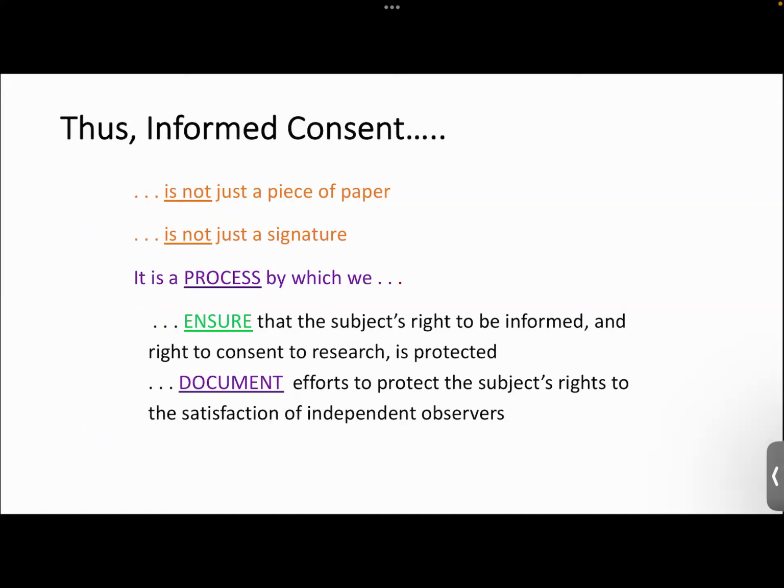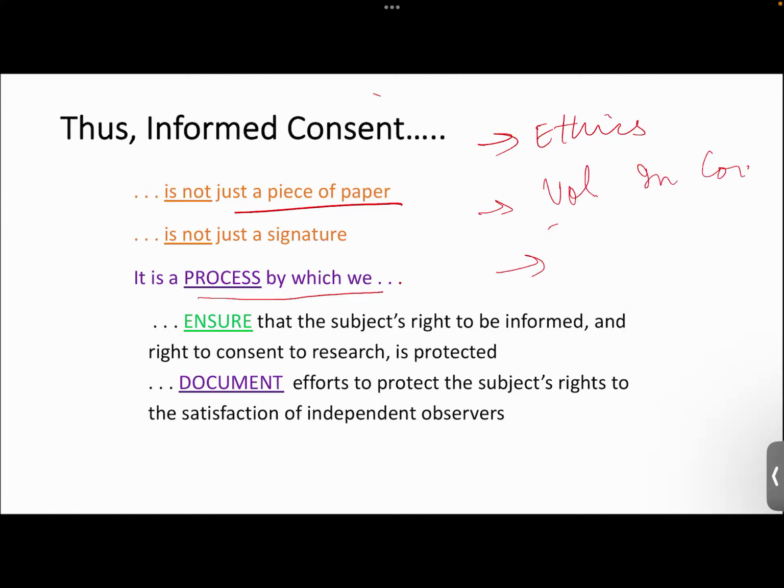Informed consent is not a piece of paper. It is not just a signature. It is the process to ensure that you are protecting the patient. So your number one GCP principle is ethics, and this is how you practically apply it. Even a couple of principles are covered in the informed consent process, voluntary informed consent, then another GCP principle. What else? Confidentiality also plays a role here. So many GCP principles are covered in the consenting process.